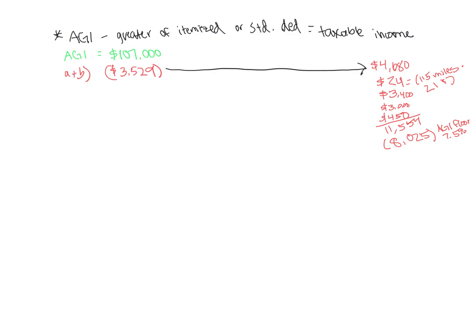So then, if we take that $11,554 and subtract that $8,025, that will get us to $3,529. Let's move on to the next set.